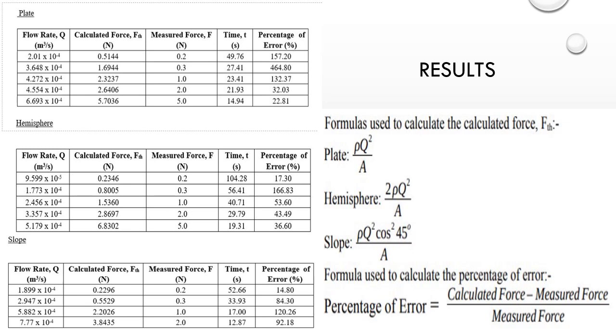Now, these were the formulas used to calculate the force on the plate. We have this equation, ρQ² over A. For the hemisphere, it's 2ρQ² over A, and for the slope, as shown here, is ρQ² cos² 45 degrees over A. The formula used to calculate the percentage of error is the calculated force minus the measured force over the measured force.